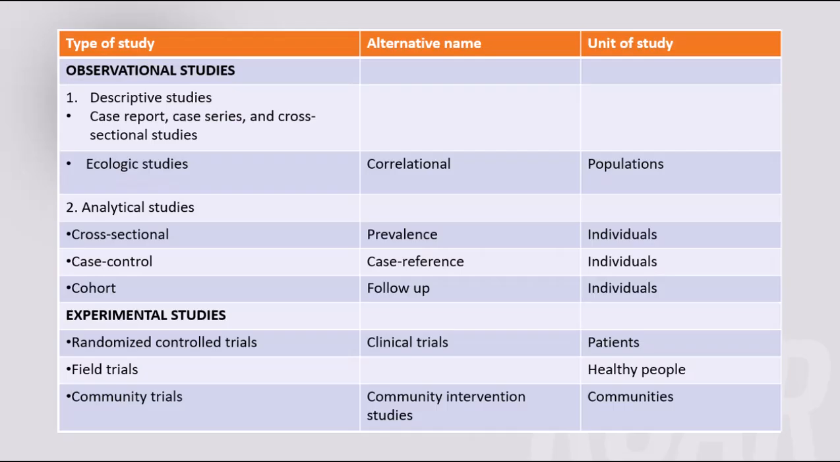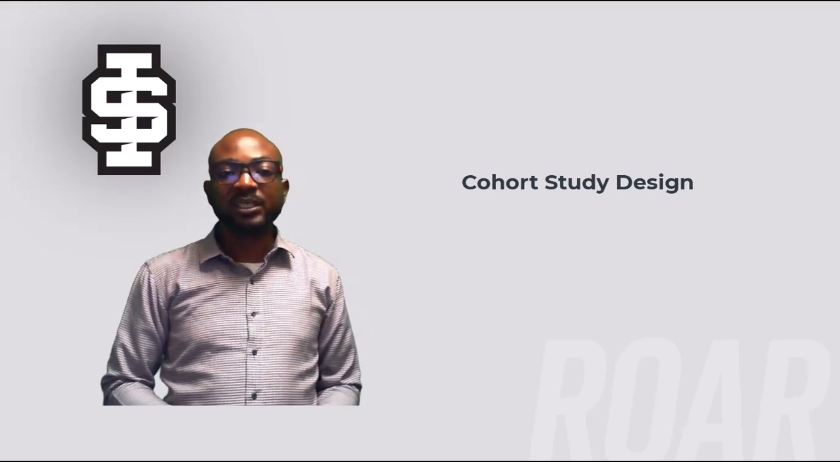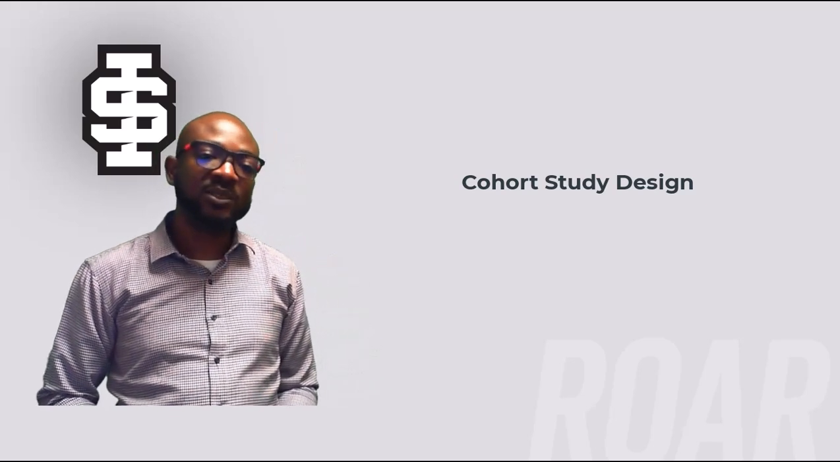Again, this table shows the various classification and the alternate names for the various study designs. If you learn about different study designs and the advantages and disadvantages, you are in a better position to interpret and evaluate the results from various research. Now we look at cohort study design. Cohort studies are a type of observational study.